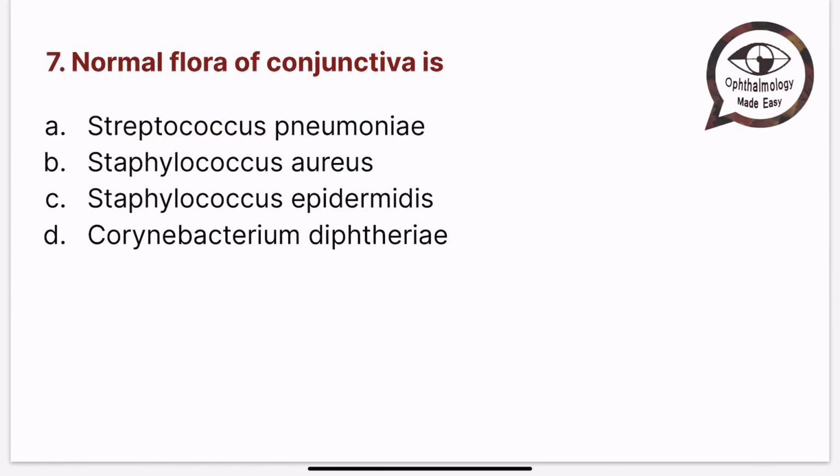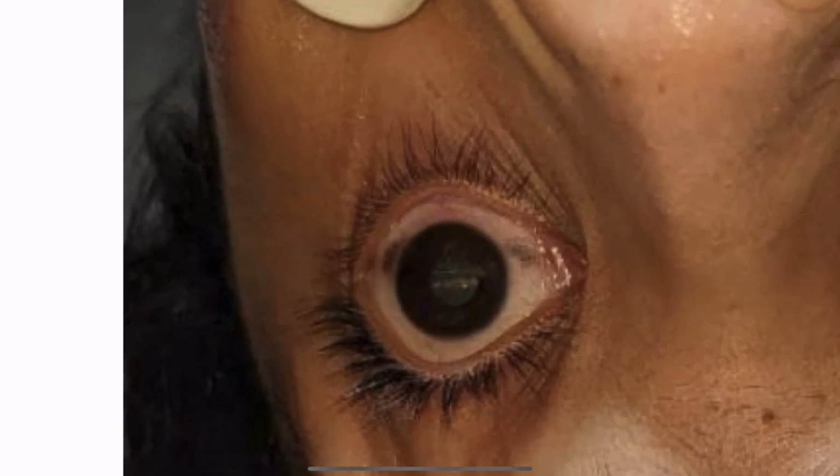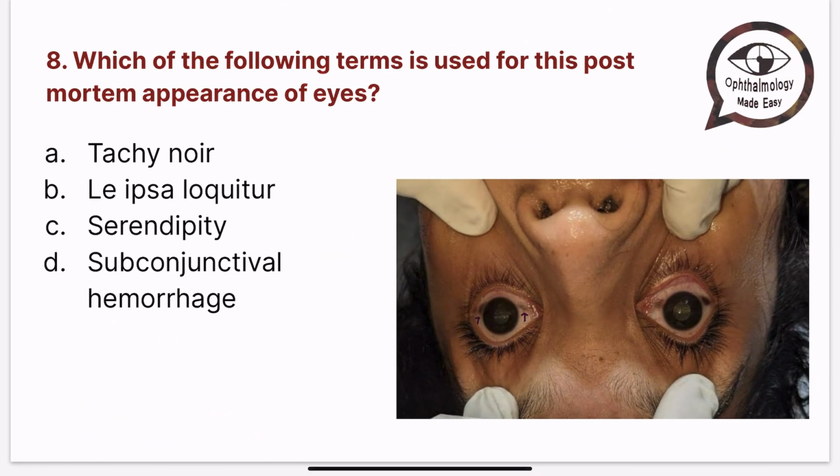Next question is normal flora of the conjunctiva. We all know the normal flora of the conjunctiva is Staphylococcus epidermidis. Okay, then the next question is this one. So the post-mortem appearance is basically being asked here, and you can see here very clearly that just around the limbus you are getting some hyperpigmentation here. So this is basically called tache noire. Okay, so this pigmentation which is around the limbus in the sclera, hyperpigmented lesions, which are usually seen when the eyes are not closed post-death. So this is the tache noire.